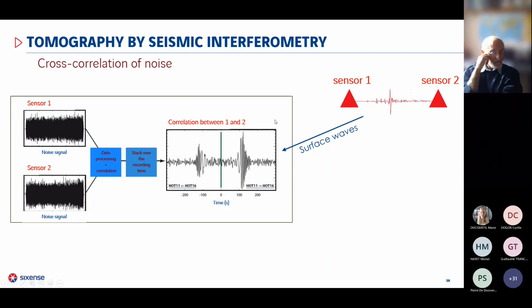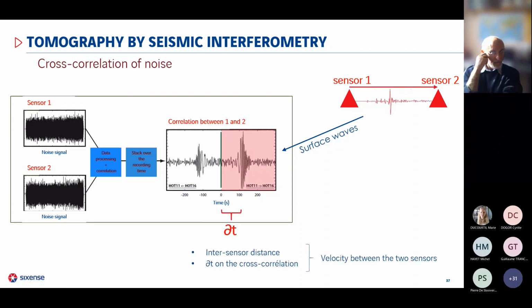So if we extract the surface wave that propagates between the two sensors, and if we measure the propagation time from sensor 1 to sensor 2, and knowing the distance between these two sensors, we could measure the velocity of the wave that propagates between these two sensors.